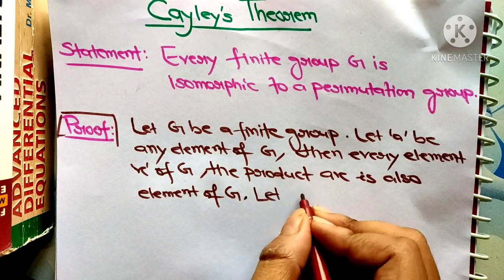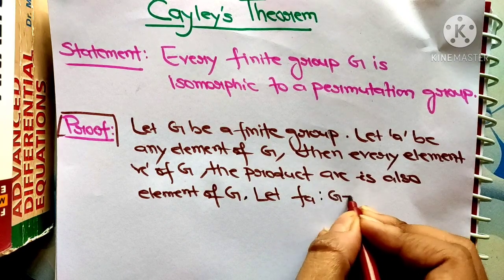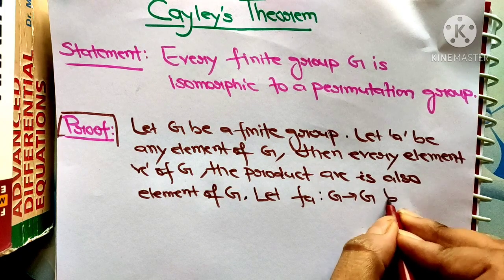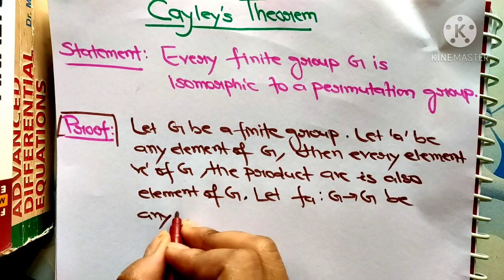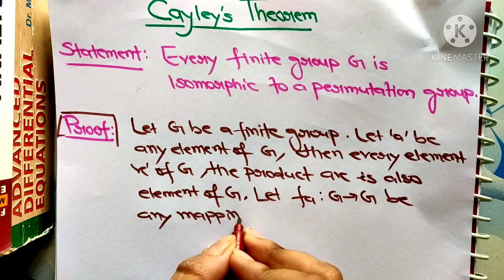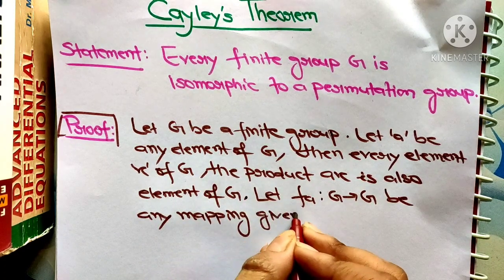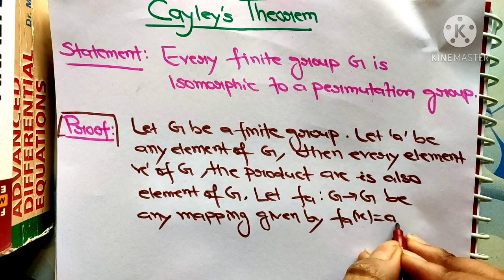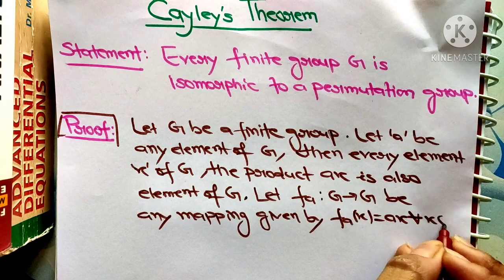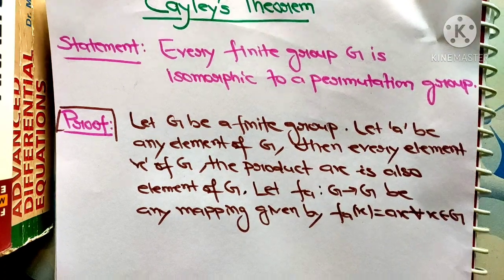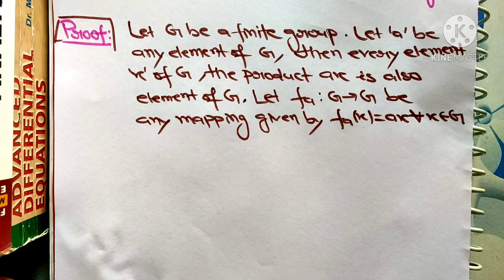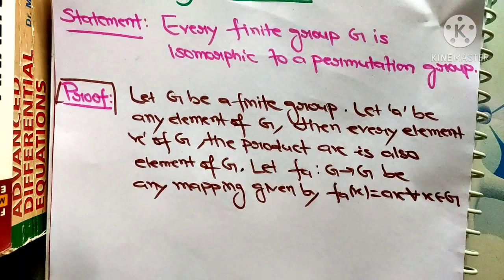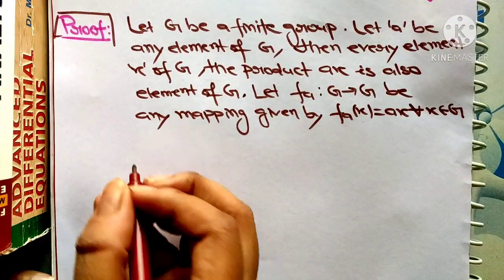Okay, let f_A be the mapping from G to G given by f_A(X) = AX for all X belongs to G. Now we are going to prove that f_A is one-one and onto mapping, so that it will become a permutation group.